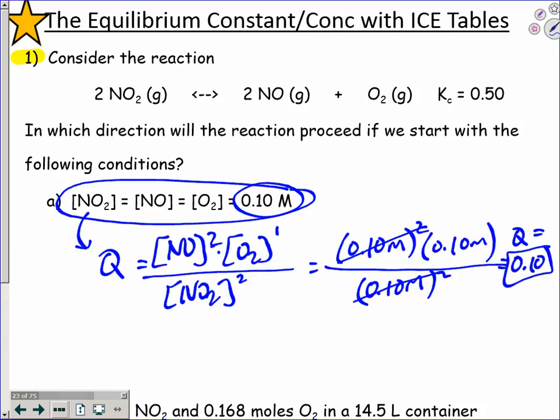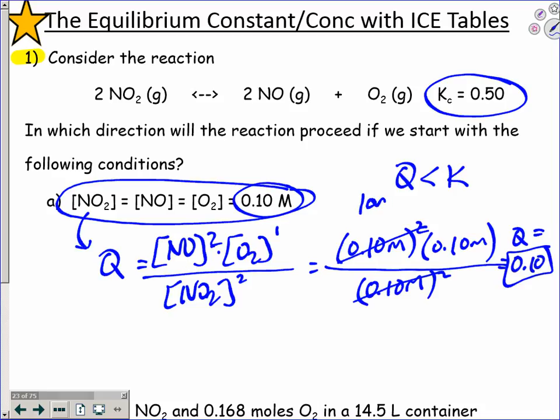What do I compare this to? The K that's given up here. So Q is less than K. Think about what that means in reference to the relationship of products to reactants. Don't memorize, oh, if Q is less, then it goes this way. If Q is greater, it goes this way. Don't try to memorize it. Think mathematically.